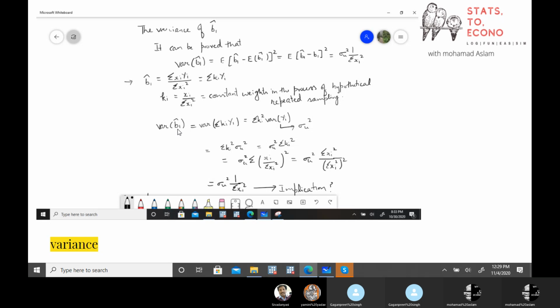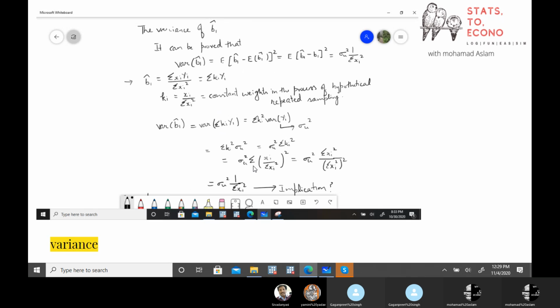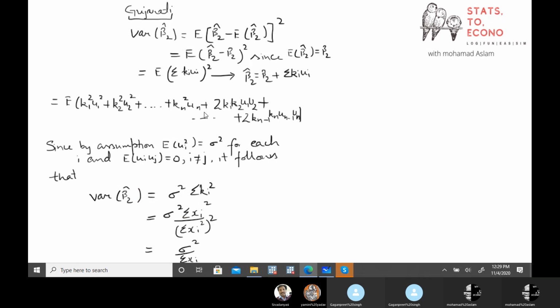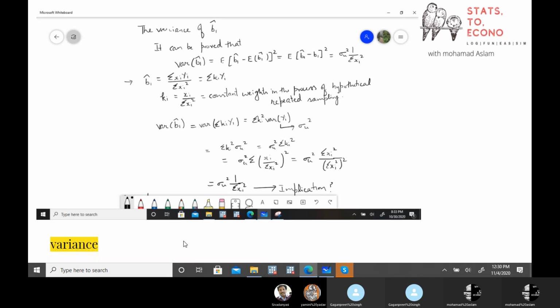So variance of beta 1 hat is equal to variance of summation ki yi. Now here you might have two different methods, and I'm going to give you examples from both. This one is from Koutsoyiannis and this one is from Gujarati. Both will give you the same value of the variance of the slope coefficient, but their methods are different.